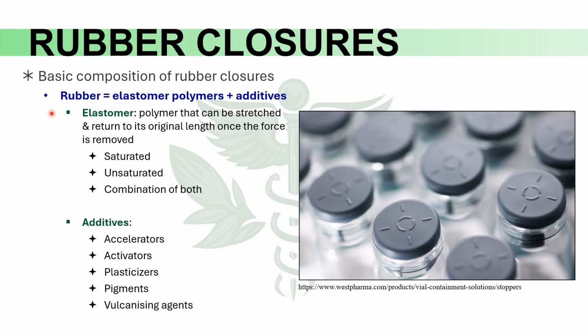Elastomers are polymers which can be stretched, and once the force is removed, they return to their original length. We can use saturated elastomers, unsaturated elastomers, or a combination of both types of elastomers as the main backbone of the rubber stopper. As for the additives, we can add accelerators, activators, plasticizers, pigments, or vulcanizing agents. And for this video, the details of each additive aren't important to know.